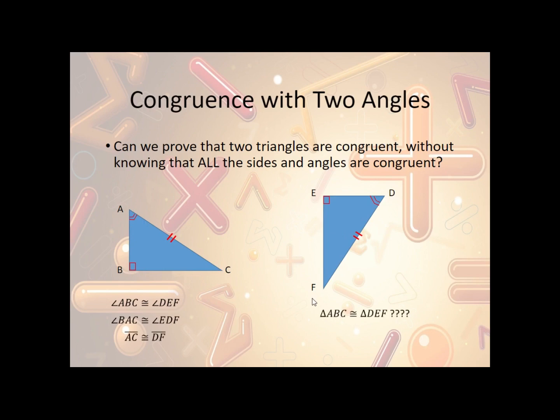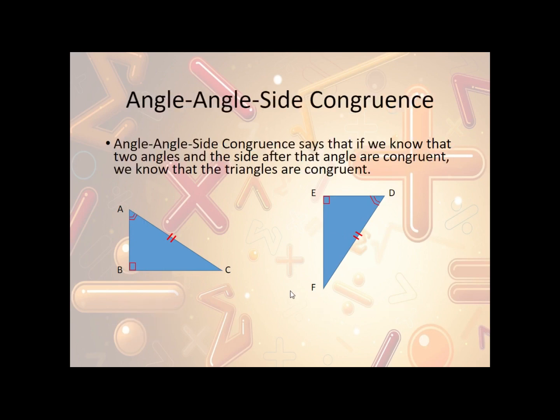So does that mean that the triangles are congruent? Well, once again, in fact, it does. And it's by using this idea of angle-angle-side congruence. This says that if we know two angles and then the side after those two angles, then we know that the triangles are congruent.